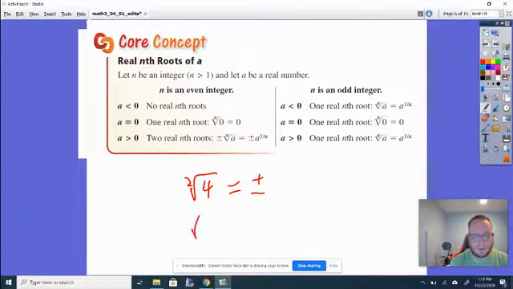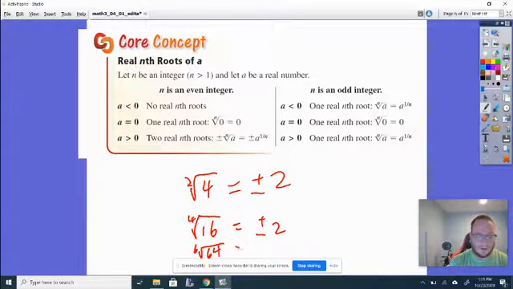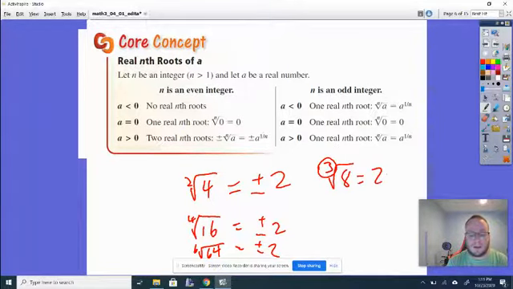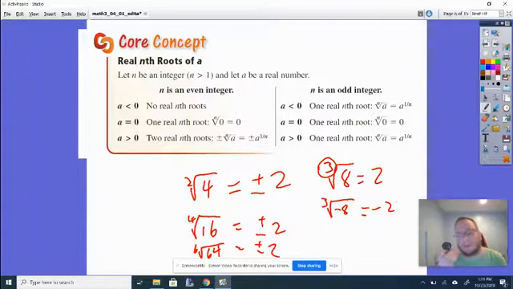Okay, well, that's going to be true for any even root. If I had the fourth root of 16, that was 2, then we're also going to get a positive and negative answer. If I had the sixth root of 64, I'm going to get positive and negative 2 again. But if I have the cube root of 8, an odd root, I only have a positive answer. Negative 8 is going to give me a negative answer, but you're only going to get a positive or a negative answer, not both.